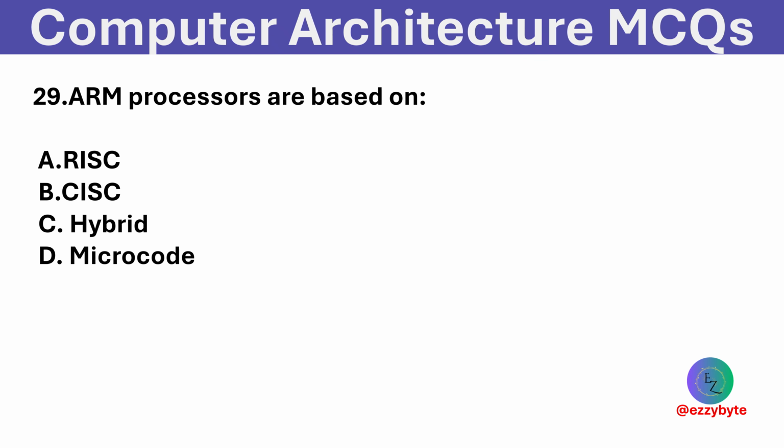ARM processors are based on. Options are RISC, CISC, hybrid, and microcode. Option A is correct. ARM is a RISC-based architecture used in most smartphones and tablets.